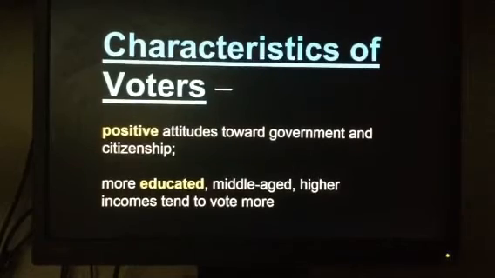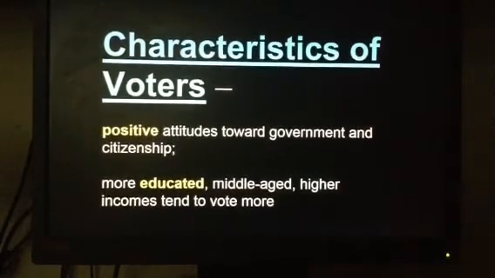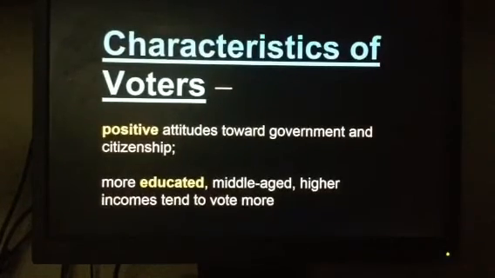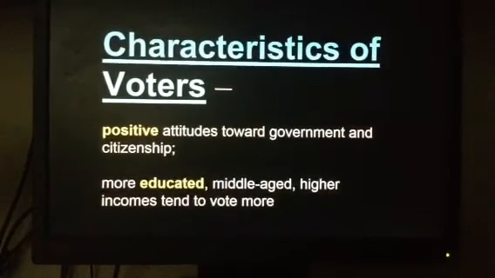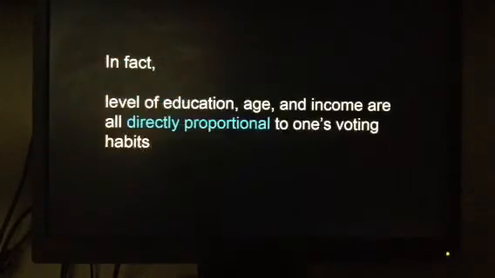Those who vote usually have positive attitudes towards government and citizenship. They take their responsibility of voting very seriously. The more educated, middle-aged, and higher-income tend to vote more, particularly the elderly. They vote at a very high rate. But these groups of citizens tend to vote much more frequently. Level of education, age, and income are all directly proportional to one's voting habits.